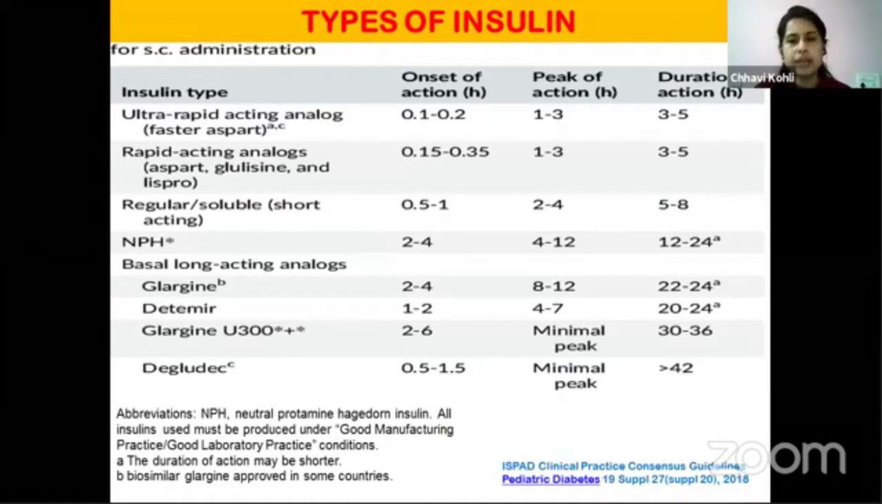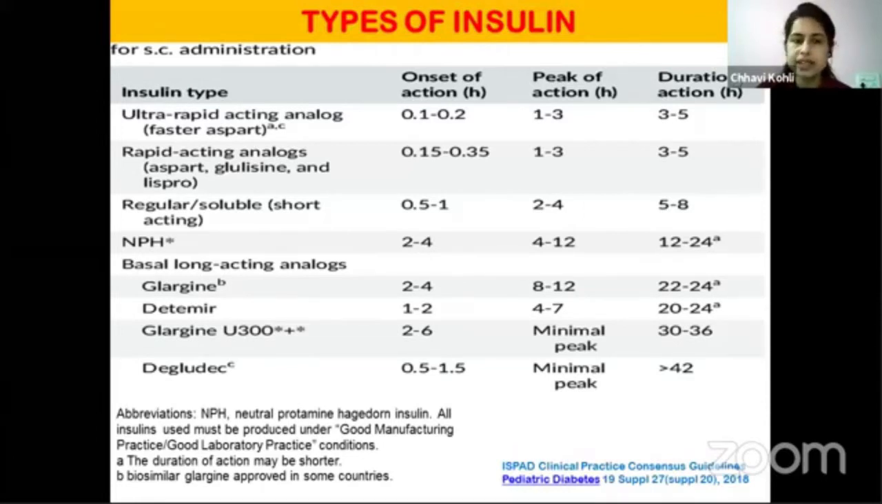Coming to types of insulins. Insulins can be divided into different types depending on the duration of action. Here, ultra rapid acting insulin, rapid acting analogs and regular insulins form the mealtime insulins, and NPH and long acting insulins are the basal insulins. Because mealtime insulins are directly related to the meal, it is very important to take them at the right time. And the time of taking mealtime insulin is directly linked to the onset time of the insulin.